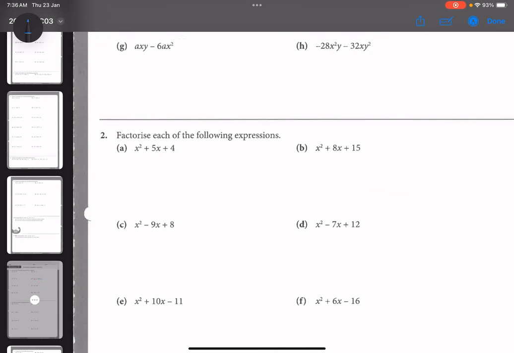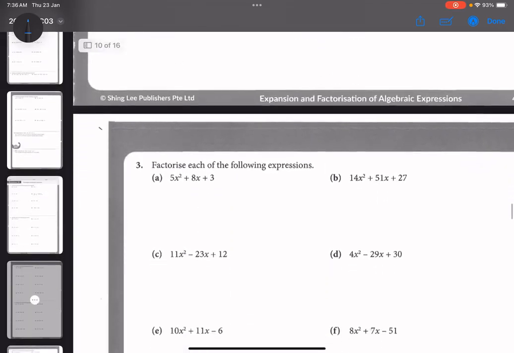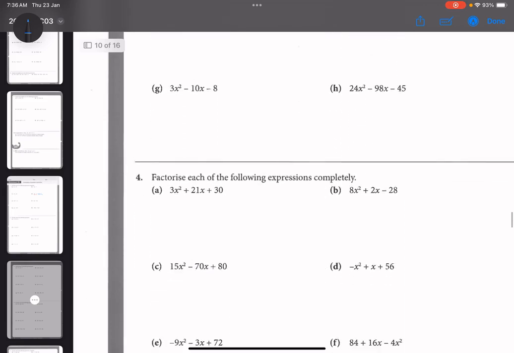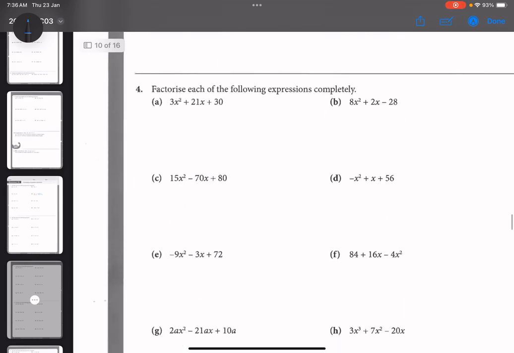I'm not dying for working. I am okay if no working is done. Number 3, you can do whatever you want. Number 4, I need to see some working.